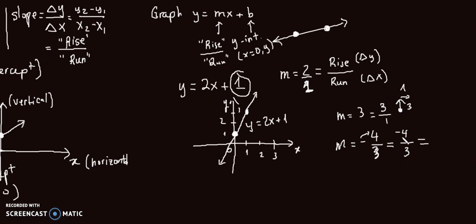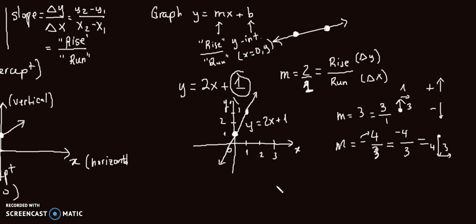Again, in this case, if positive is going up, negative will go down. So from the y-intercept, I will go down 4 units, and then from that I will go right 3 units. To make this simpler, you would always go to the right on our axis. So that is a quick review of how to graph y equal to mx plus b.